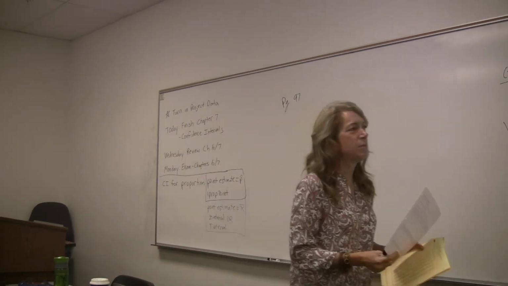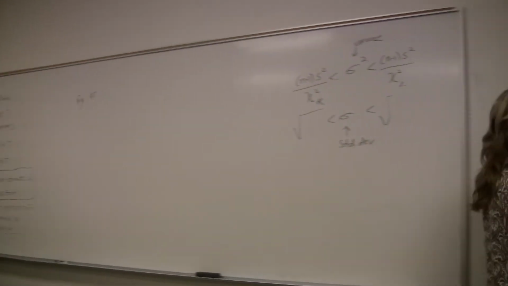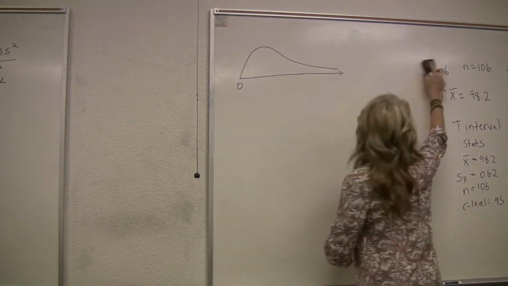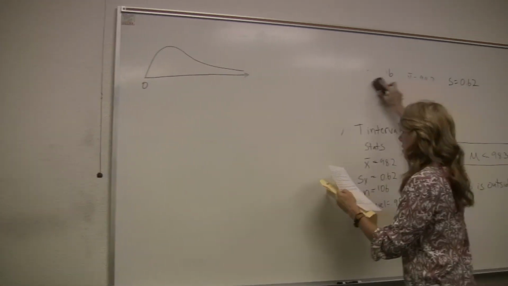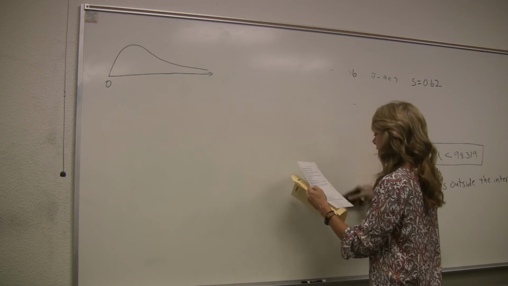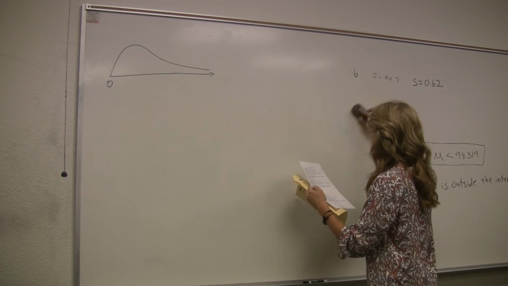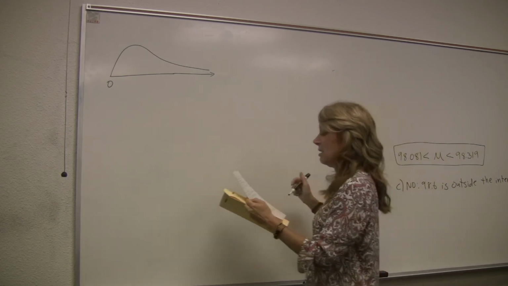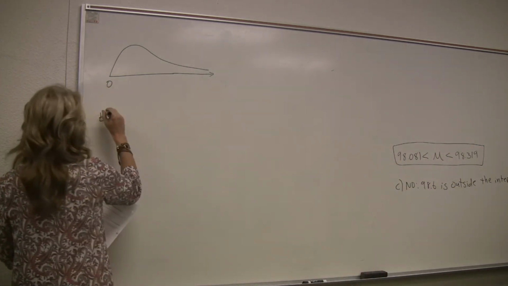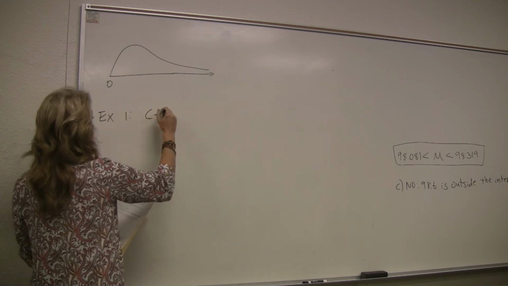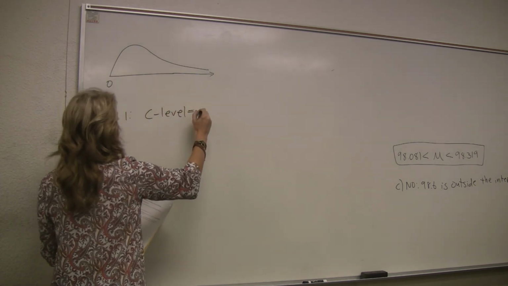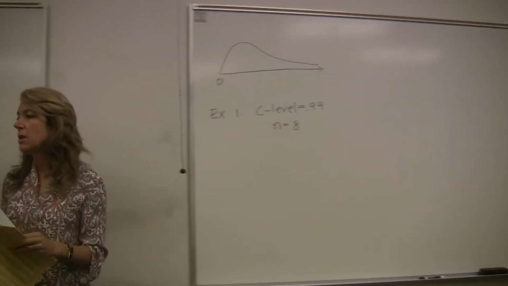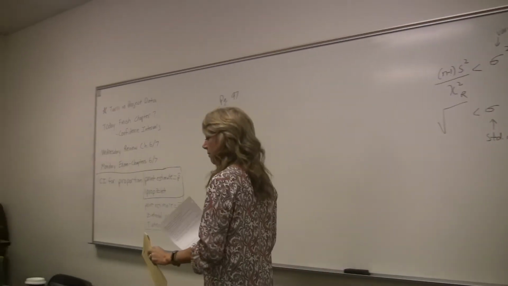So the first thing we're going to do is just make sure we know how to use that table and find critical values. Example 1 says find the critical values for a 99% confidence interval with a sample size of 8. Confidence level is 99 and n is 8. We'll talk about that notation here in a minute.